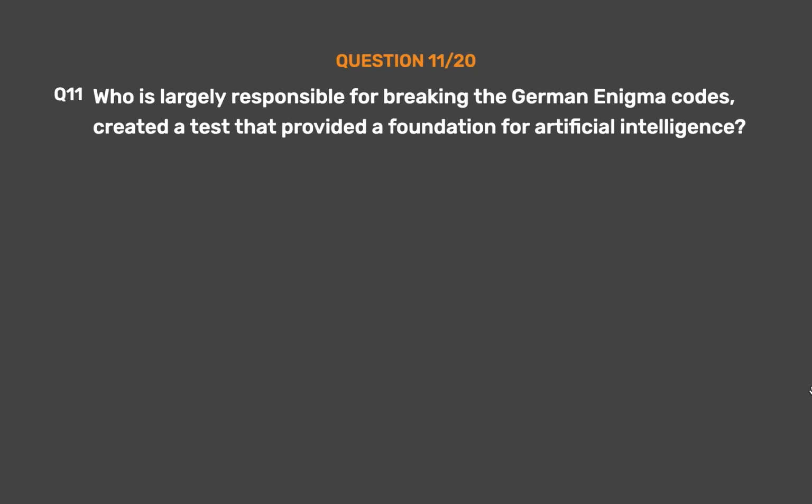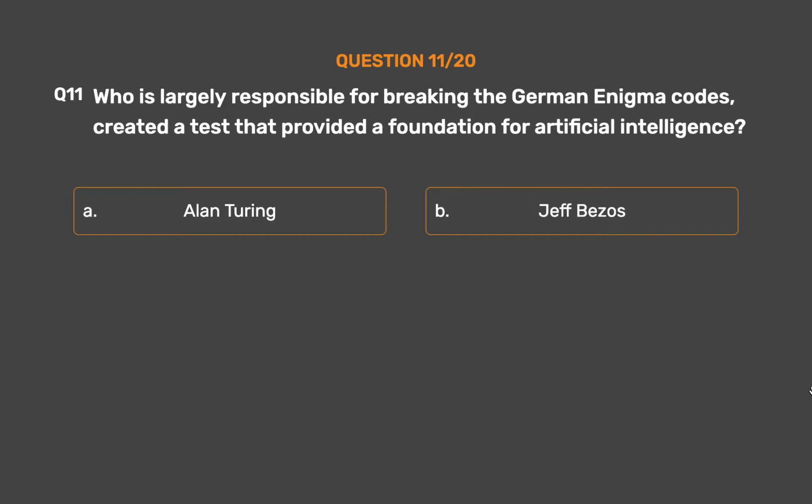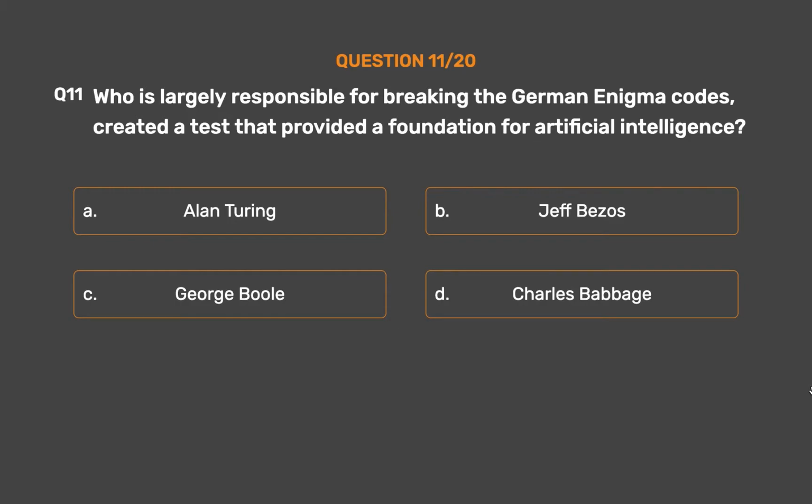Question number 11. Who is largely responsible for breaking the German Enigma codes, created a test that provided a foundation for artificial intelligence? Option A. Alan Turing. Option B. Jeff Bezos. Option C. George Boole. Option D. Charles Babbage.